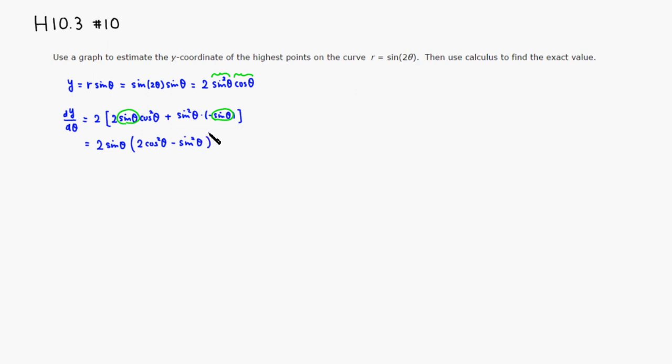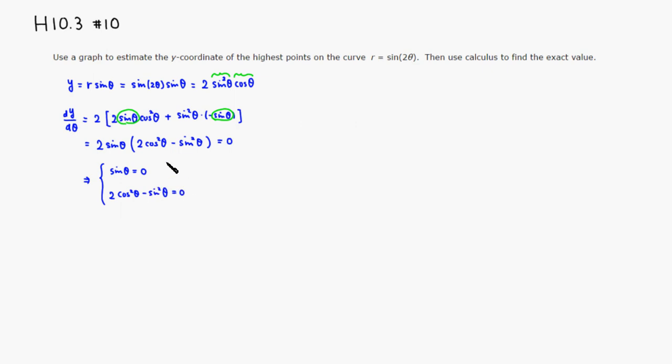Then we want to set this equal to 0. It looks like this will give us either sine of theta equal to 0, or 2 cosine squared of theta minus sine squared of theta equal to 0.